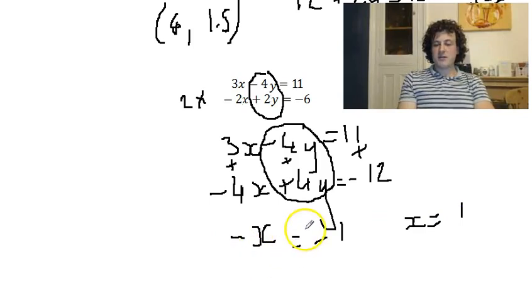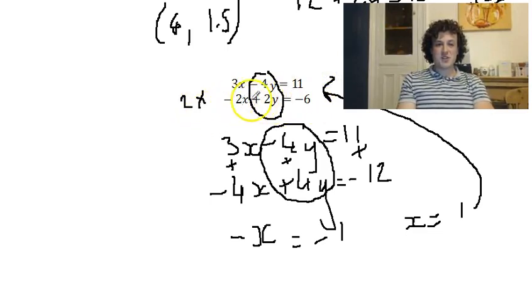We just divide by minus 1 or times both sides by minus 1. Doesn't matter how you do it. You can just think, well, if both sides are negative, then we can ignore the negative sign. It really doesn't matter how you think about that. We put the x is 1 back into one of the equations, and we may as well pick the one with the smallest number. So 2x plus 2y equals minus 6.